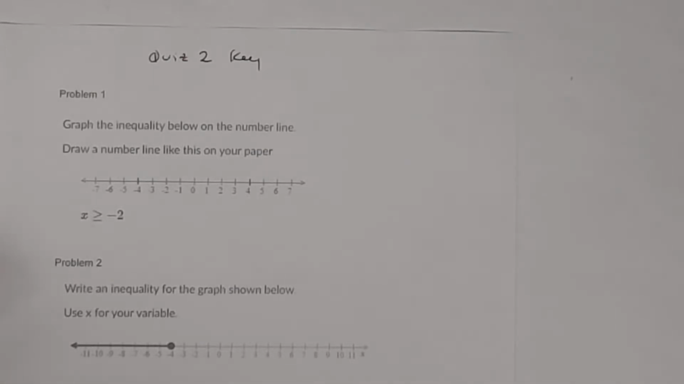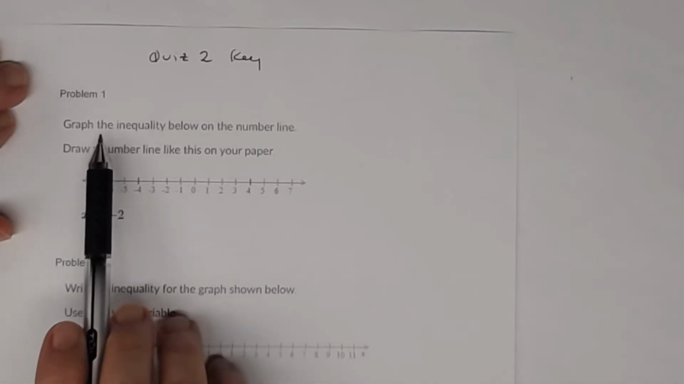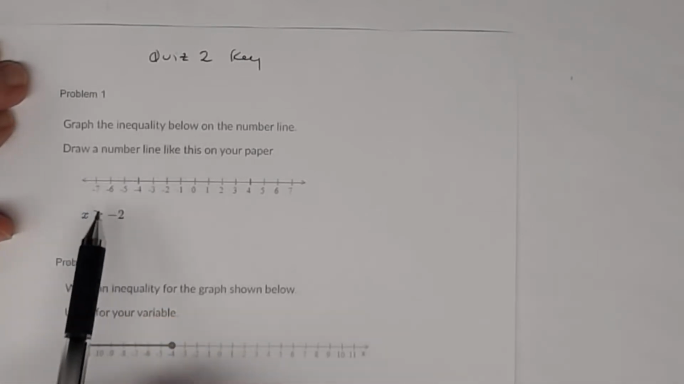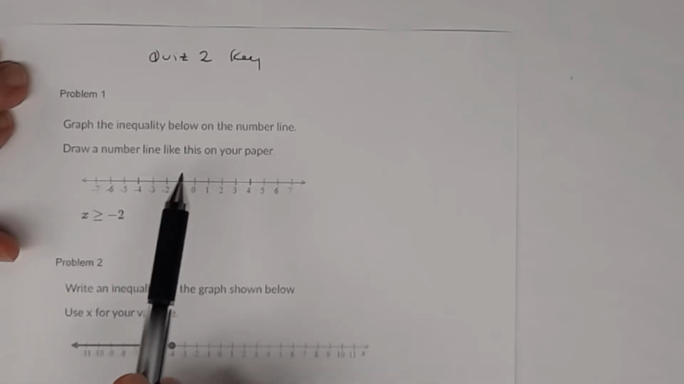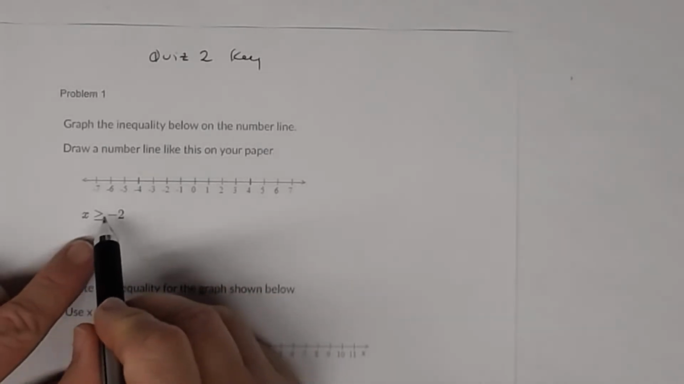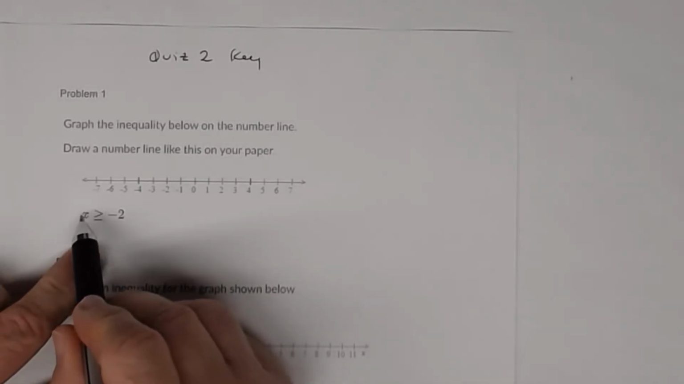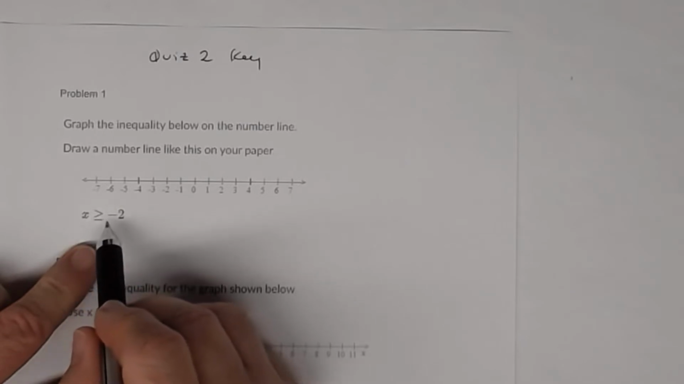All right, so this is the key to quiz 2. And so here was problem number 1. And problem number 1, you wanted to graph the inequality that you see here: x is greater than or equal to -2 on the number line. And so to graph x is greater than or equal to -2, you're trying to find all the numbers that are greater than or equal to -2.